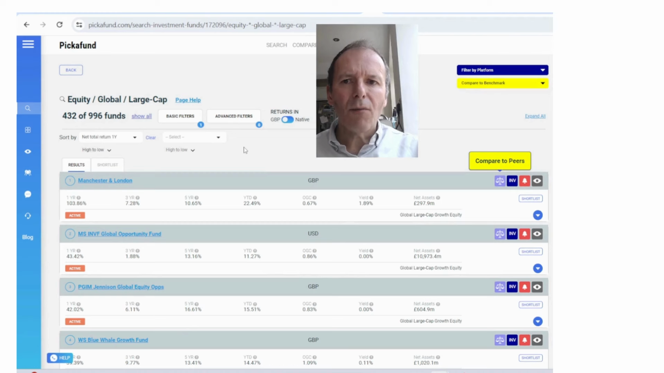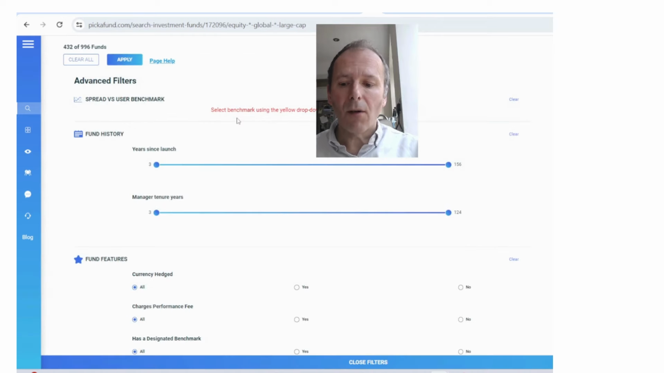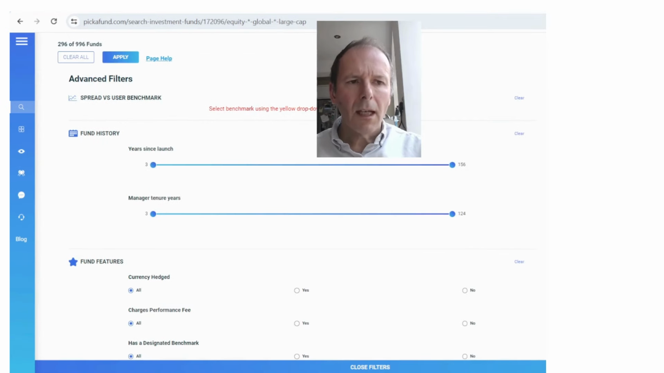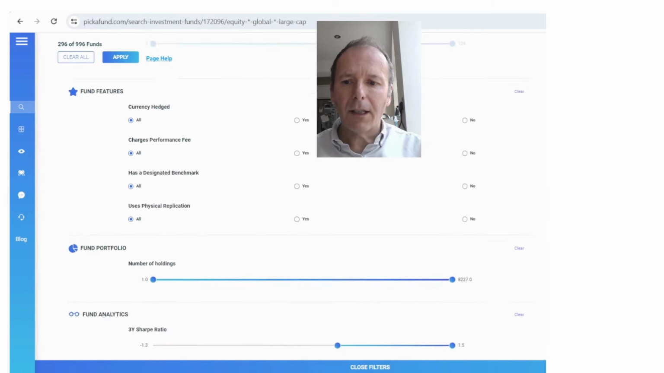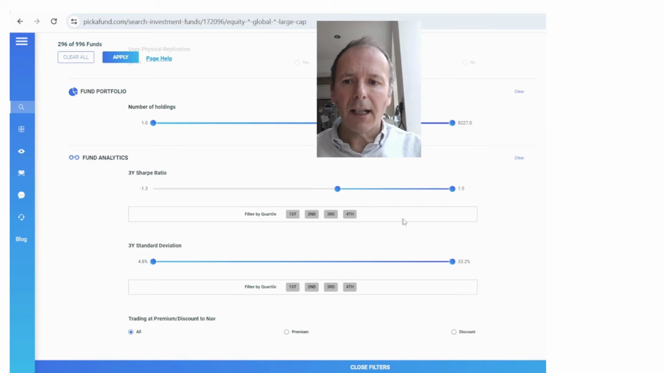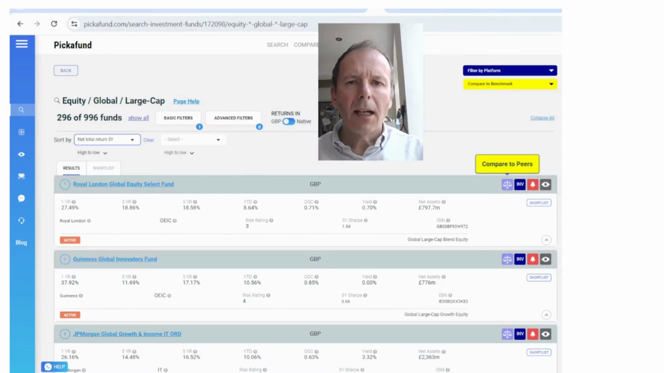And then if you register for an account with Pick a Fund, which is free, you can click on Advanced Filters. So then within Advanced Filters, you've got all these different features, and I've selected a Sharpe ratio of 0.5. And I did that to get rid of some of the tech funds that are kind of disguising themselves as a global fund so they can rank higher in the quartile rankings.